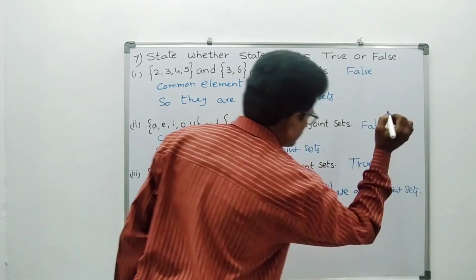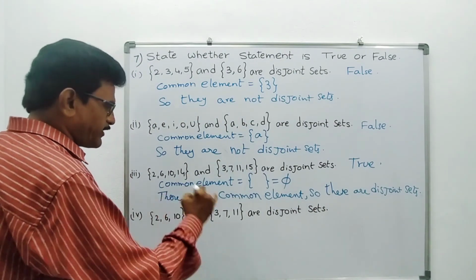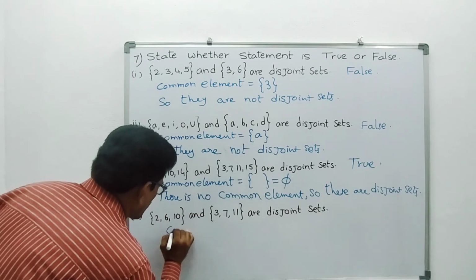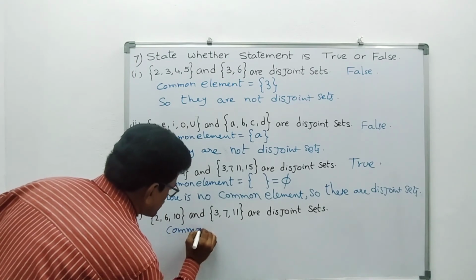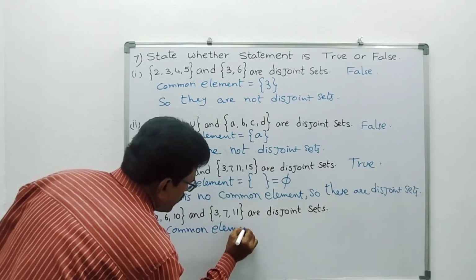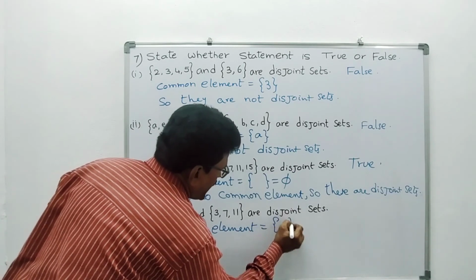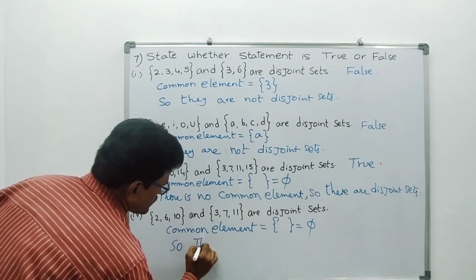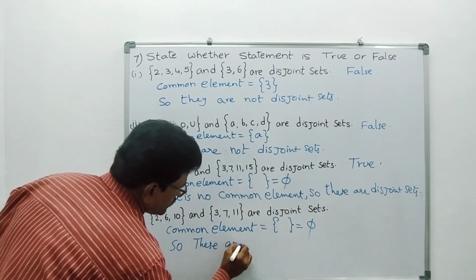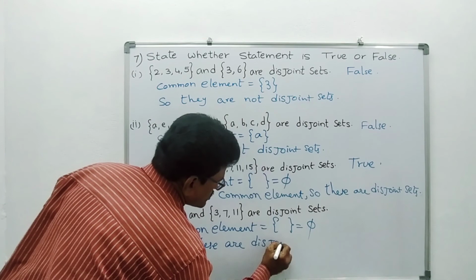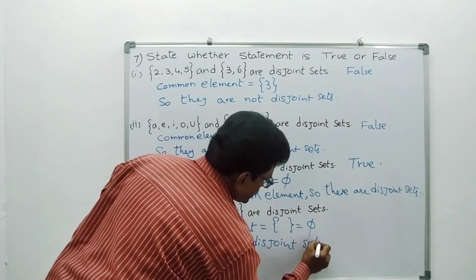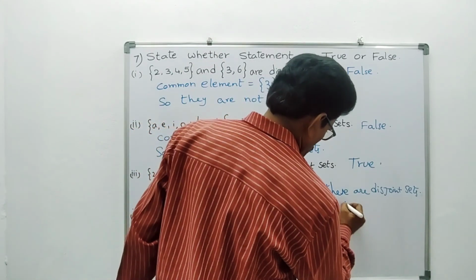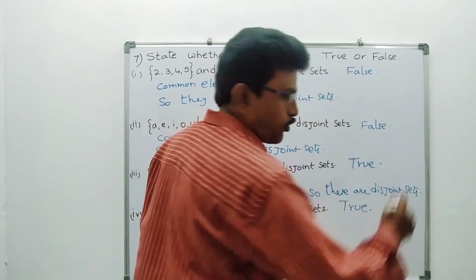The statement is true, right? Now, 2, 6, 10, 3, 7, 11. Here even numbers, odd numbers. Here also a common element, no chance. Common element is what? Pi, right? So, these are disjoint sets. If there is no common element, they are disjoint sets. That is given. So we can say the statement is true, right?